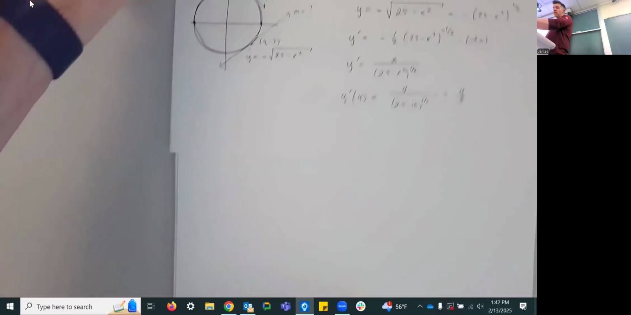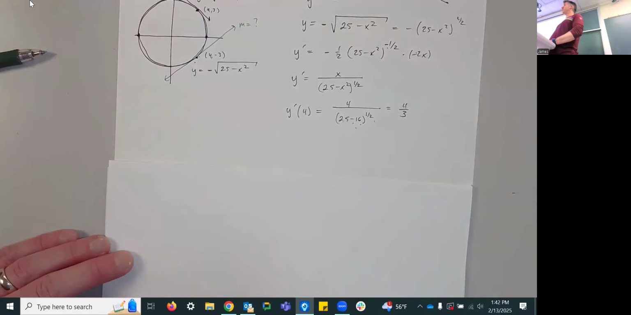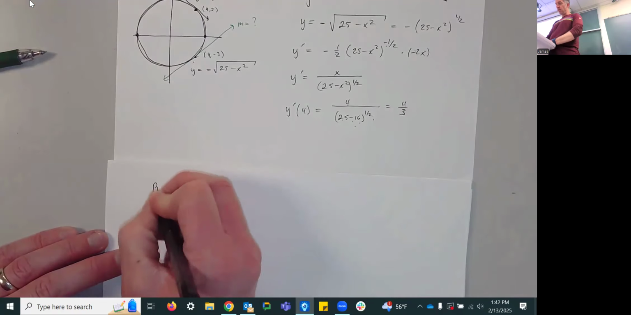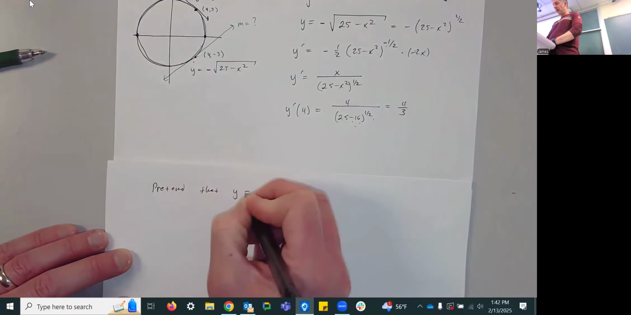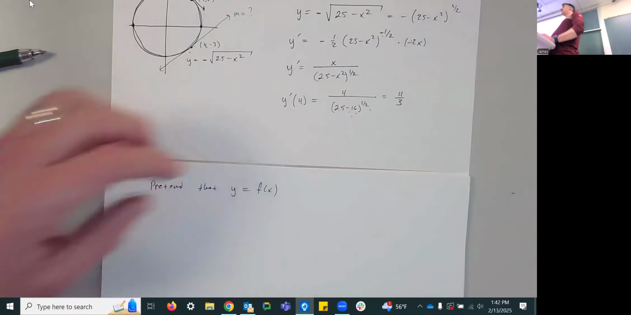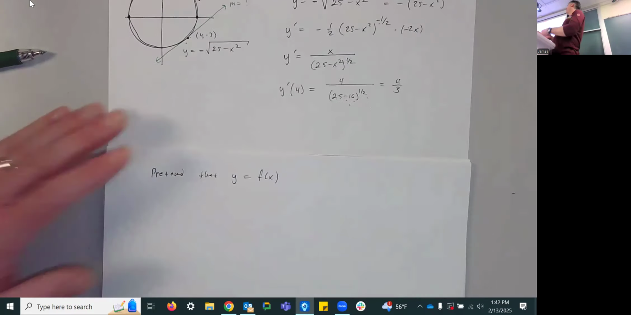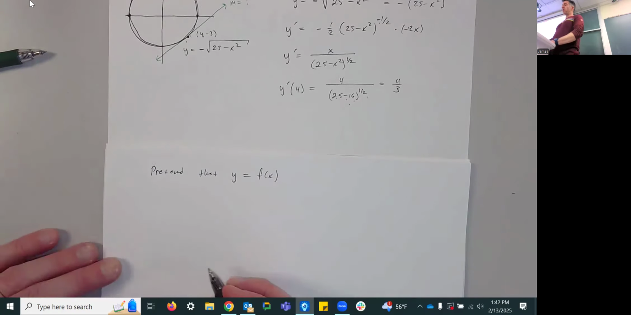So here is another way of approaching this. We're going to pretend that y is actually a function of x. We know it's not, but it is not unreasonable to say that y depends on x in some way, right? If we knew the value of x, we'd have a pretty good idea of what the value of y was, up to maybe being off by a sign. So actually, we're going to write it this way.